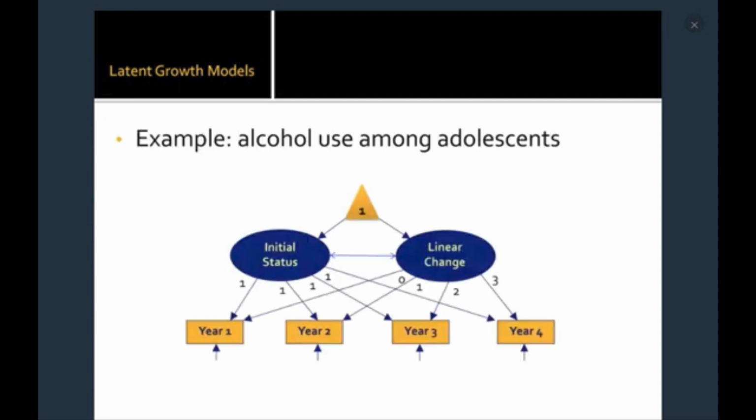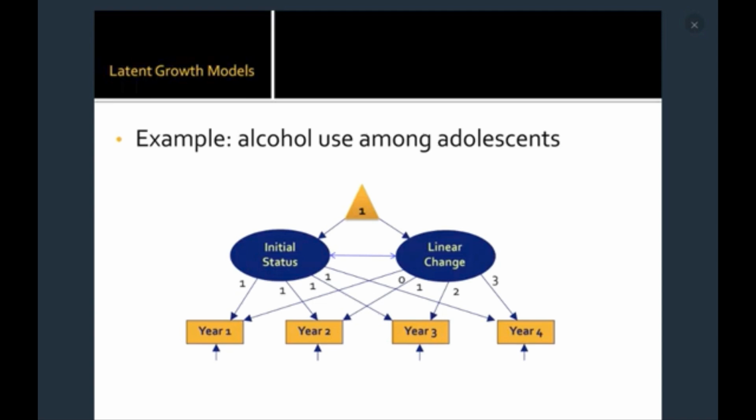Okay, so here's our model. I've added in the mean there at the top, which is like a constant. The 1 in the triangle represents a constant, and what the constant does is it allows you to estimate the mean for your latent variables, in this case initial status mean and linear change mean, and that's going to be represented by those arrows there, those regression coefficients, leading from the 1 to each latent variable.